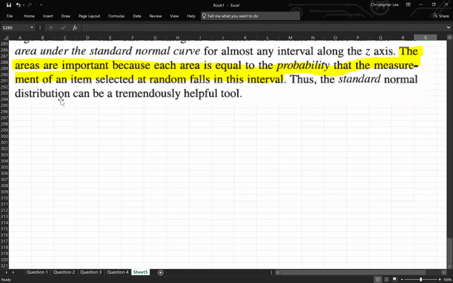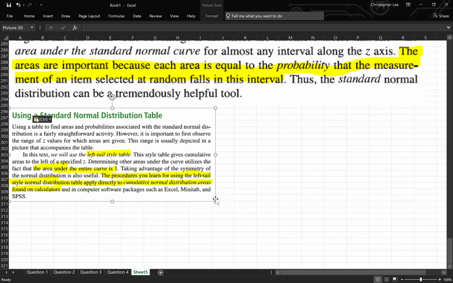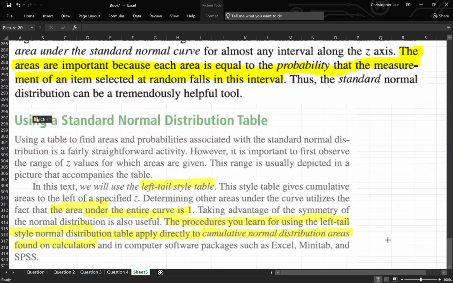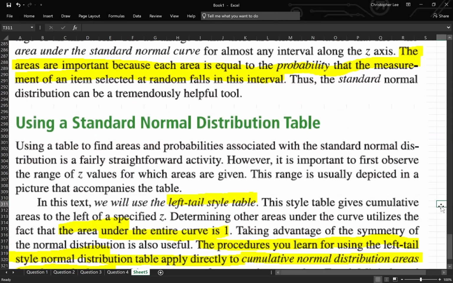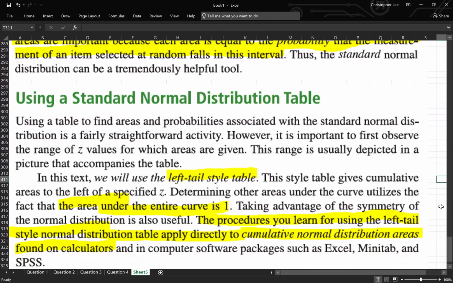So for those of you that want to use the table, this next section is for you. But when we get to our questions, it's going to be quite simple, a lot more simple than this. So using a standard normal distribution table, using a table to find areas and probabilities associated with the standard normal distribution is a fairly straightforward activity. However, it is important to first observe the range of Z values for which areas are given. The range is usually depicted in the picture that accompanies the table.